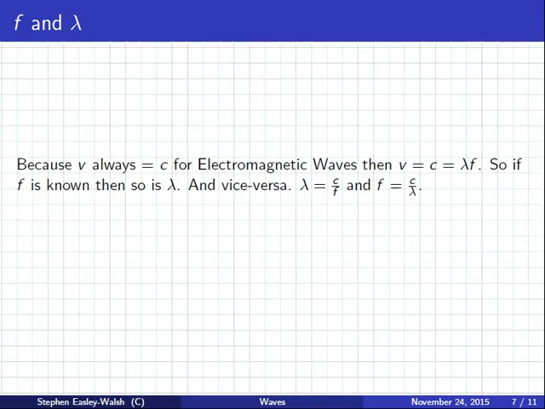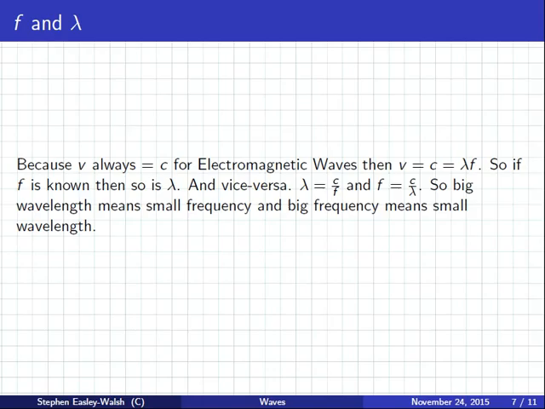So, this is also a note. If the frequency is big for electromagnetic waves, then the wavelength is small. Or if the wavelength is big, then the frequency is small. They have an opposite relationship. So big wavelength means small frequency, and big frequency means small wavelength. All I need you to write here is even just these two formulas if you want, or whatever you want. I don't mind. It's your notebook.